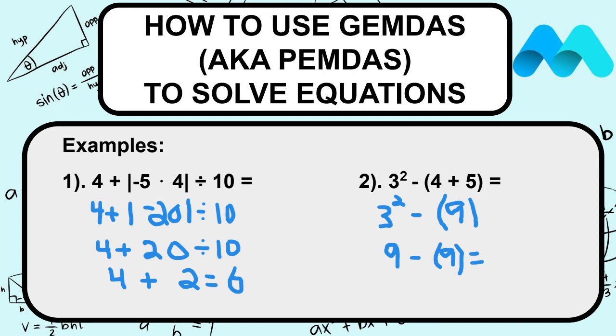And let's think about this. Is there any multiplication or division? No. Is there addition or subtraction? Yes, there is subtraction. 9 minus 9 is 0. So the answer to your second example is 0. I hope that's what you got, but I'm also confident that that's what you got.